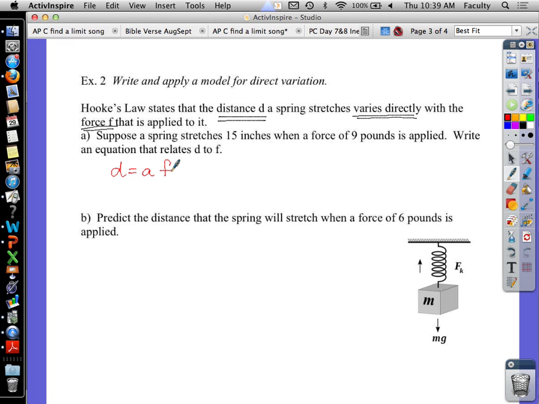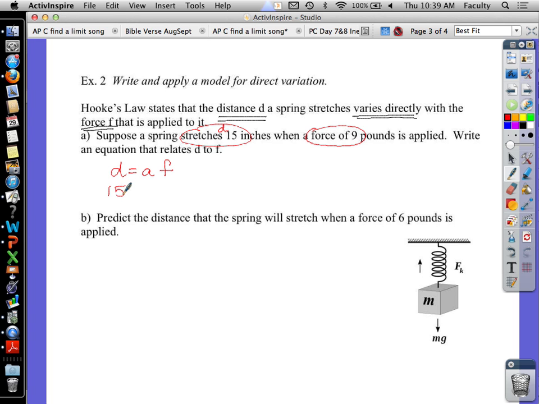So letter A says, suppose a spring stretches 15 inches when a force of 9 pounds is applied. So I think it's pretty obvious that the F value is 9, but what does the 15 represent? It's the distance, right? So just like example 1, they gave us an x and a y, they're giving us the d and the F. And then the only thing unknown is that constant of variation.